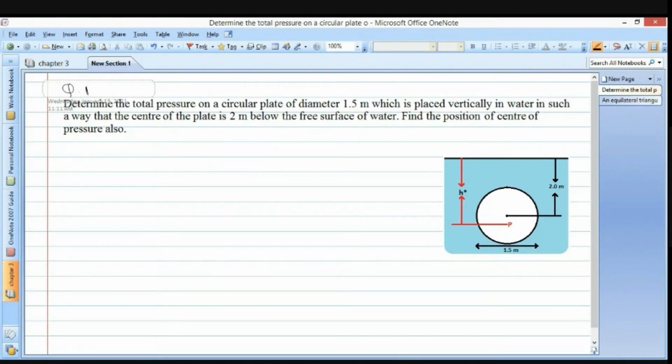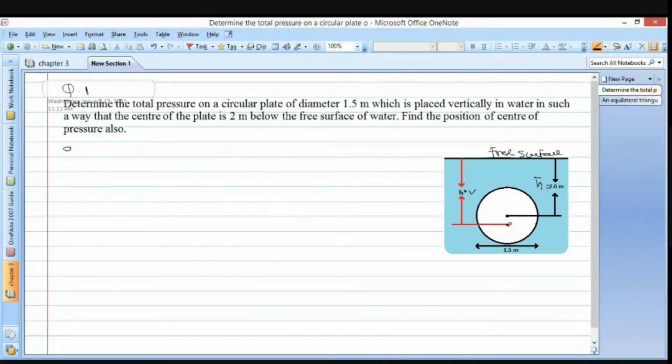So students, here the free surface is given. Let's say this is the free surface, and I have the circular plate having a diameter of 1.5 meter, and the center of this plate lies 2 meter below the free surface. So this 2 meter is our h-cut, that is the center of gravity, and we need to find out this h-star, that is the center of pressure, where the pressure force is acting.